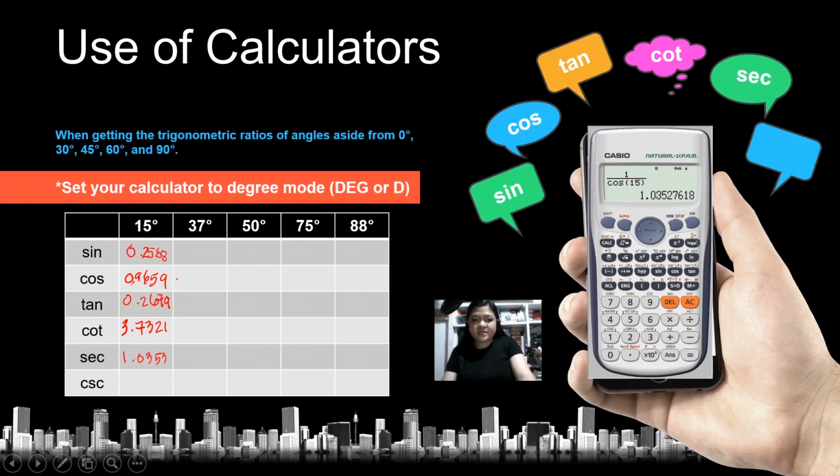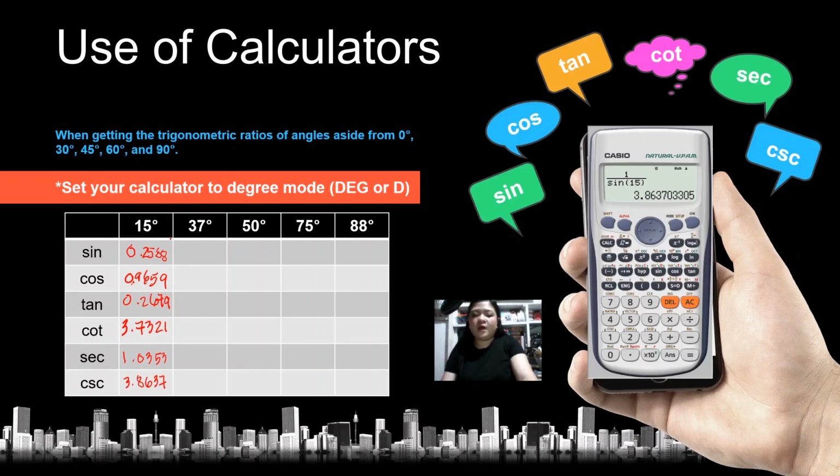Okay, then the cosecant of 15 degrees. Cosecant is the reciprocal of sine, so cosecant will be entered as 1 over sine 15 degrees. Okay, and we will get square root of 6 plus square root of 2, or 3.8637.